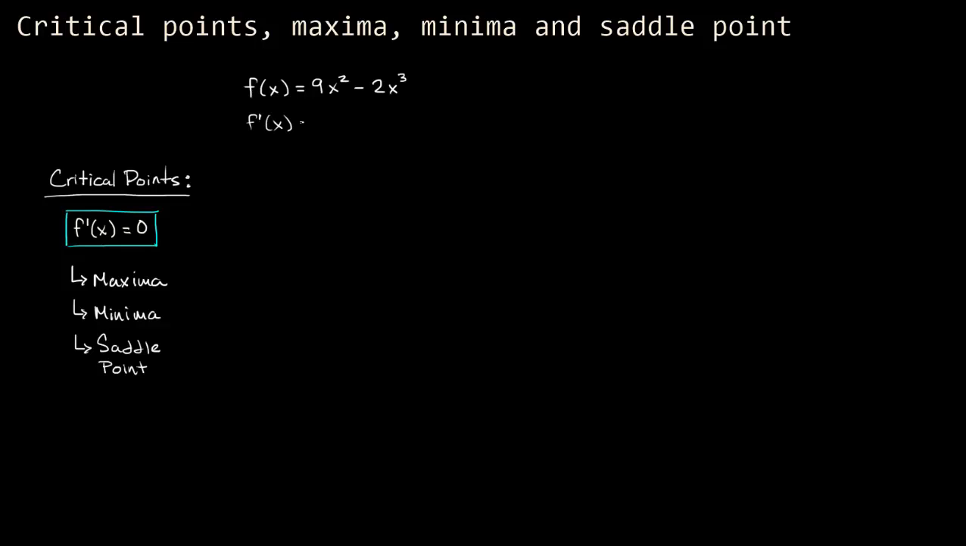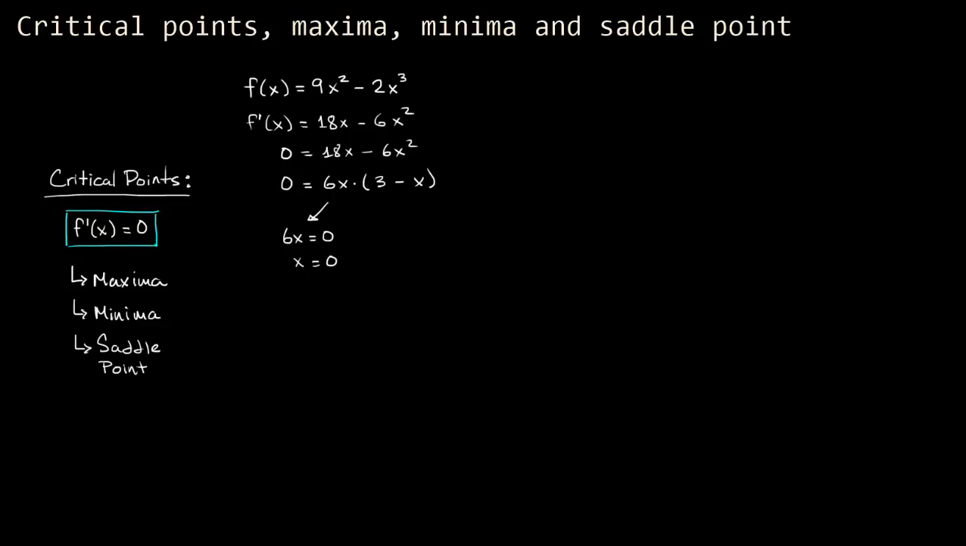We take the derivative of this expression, which would be 18 times x minus 6 times x squared, and then we equalize it to 0. So 0 equals 18 times x minus 6 times x squared. Then I'm going to factorize the 6 times x, and we get 3 minus x. So in a sense we have two critical points. The first one would be 6 times x equal to 0. We divide both sides by 6, and we get that x is equal to 0.